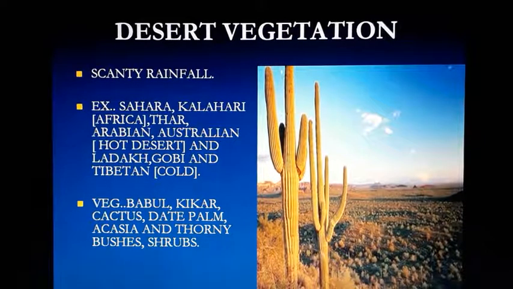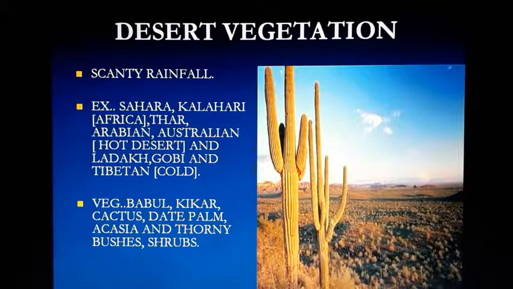Desert vegetation, scanty rainfall. In the places where it is seen, the rainfall is always under 50 centimeters. Examples are Sahara, Kalahari in Africa, Thar in India, the Arabian desert, and Australian, which are hot deserts. Ladakh and Tibetan are some of the cold deserts.